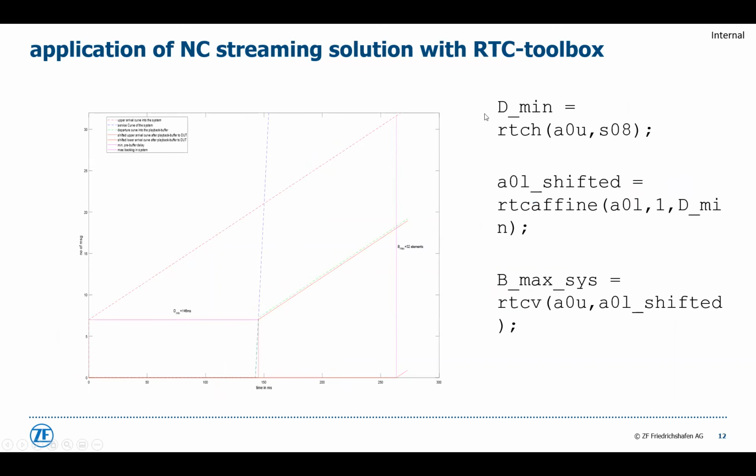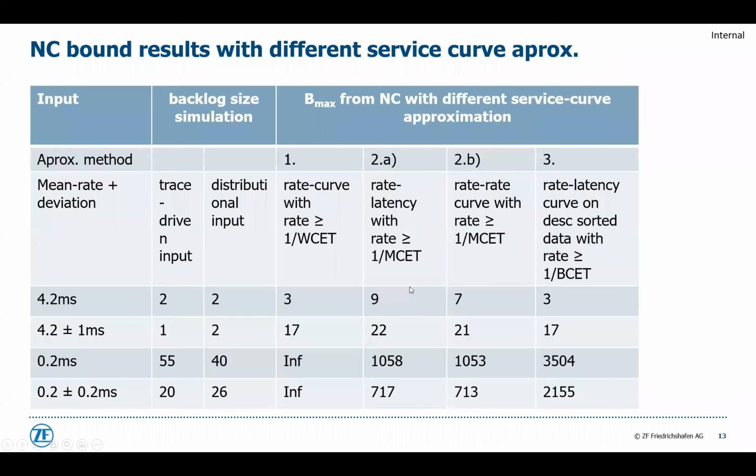Here is the easy implementation then for the solution with the RTC toolbox with the upper bounds, the service, and then the calculated delay, and then the shifted output curves and the buffer size. And here are some results with the same input parameter of the rates and the different methods, for when we are at the edge of the system service rate.